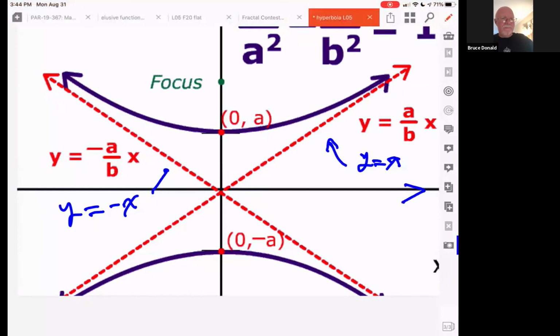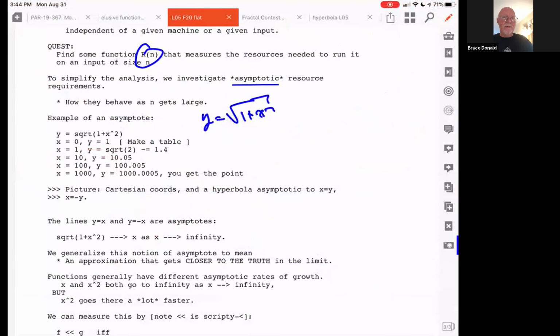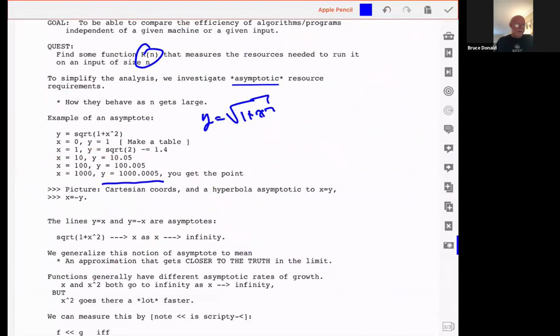As an example of this, we can plug in some numbers to get comfortable with the idea of an asymptote. I've made a little table here of y's and x's, so that you can see that as x gets bigger, y gets very close to x, but doesn't quite get there.